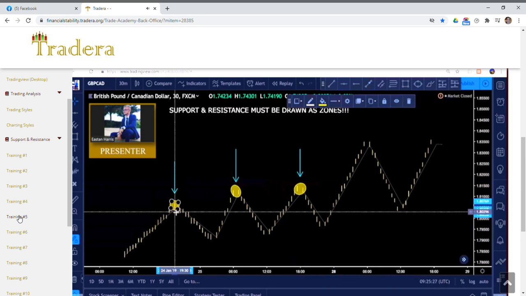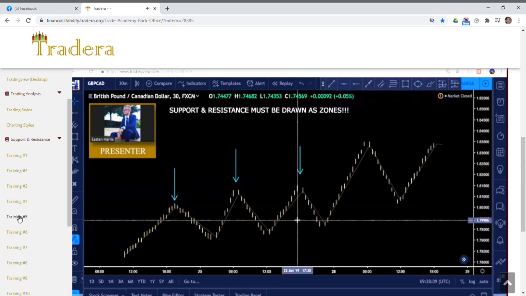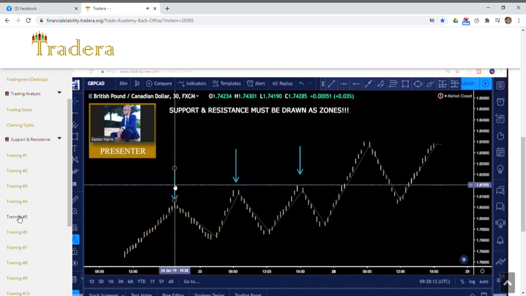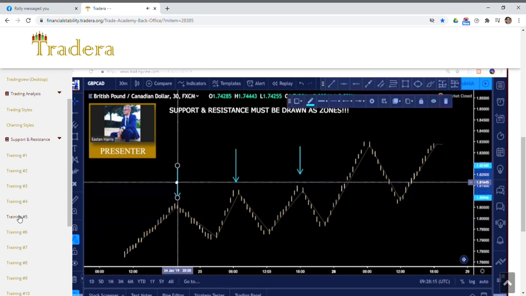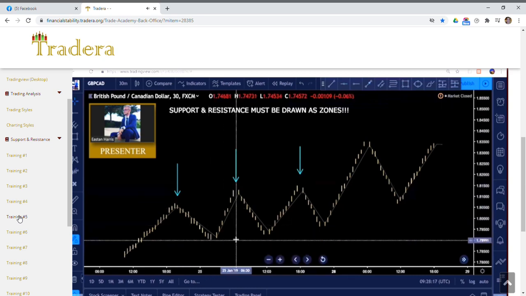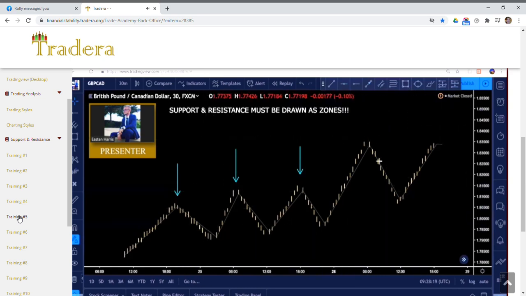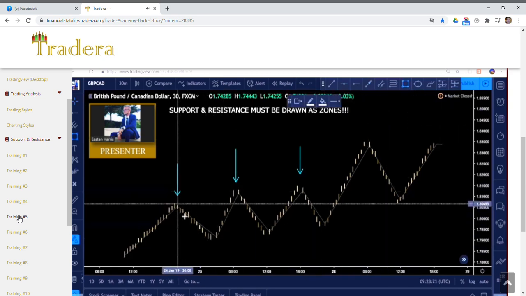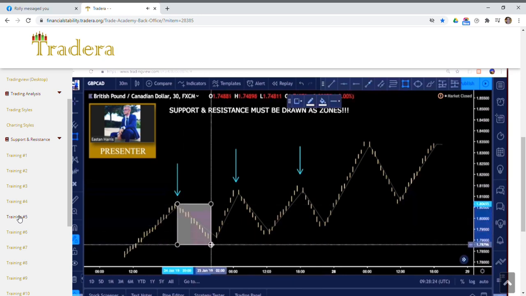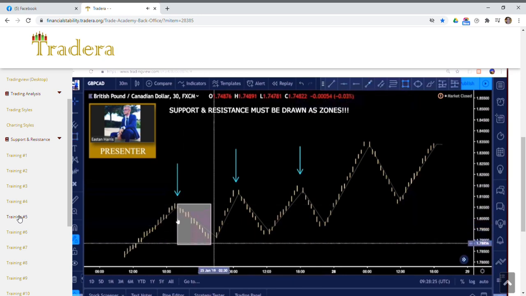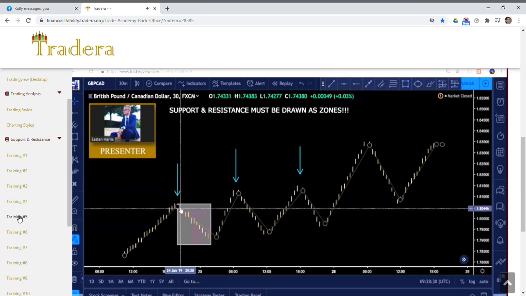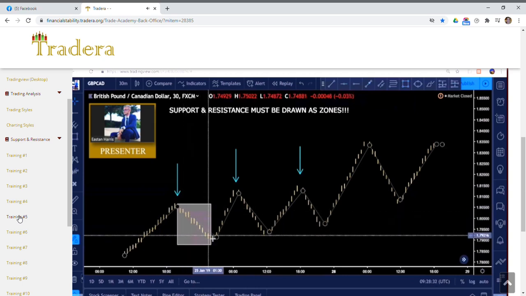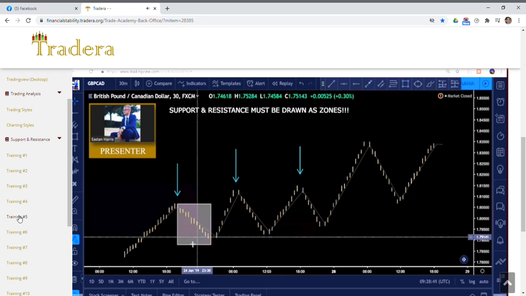So I'll move this so you guys can see clearly. When drawing the support and resistance zones, let's look at this one for instance, this area right here. We need to figure out what caused this reaction in the market. At what point within the market caused this bearish reaction? And we need the very beginning of that move. We need the very edge.